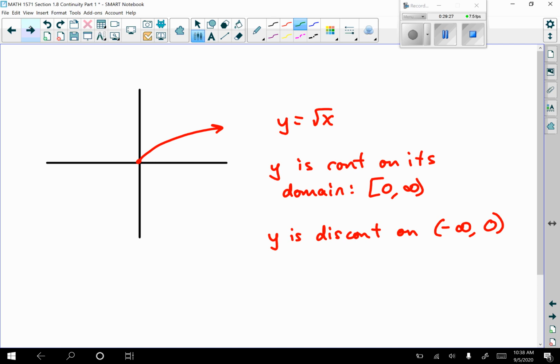All right, this is actually what I just went over looking at the square root when I identified the polynomial or the root function. So again, if y is equal to radical x, y is continuous on its domain from 0 to infinity, discontinuous everywhere else from negative infinity to 0. Again, just where it's not showing up.